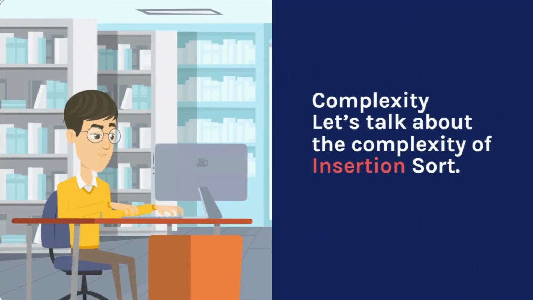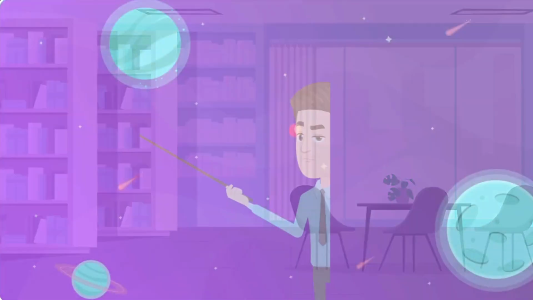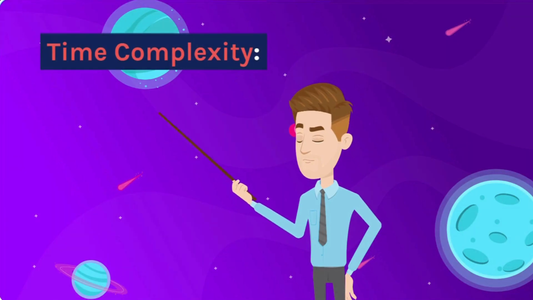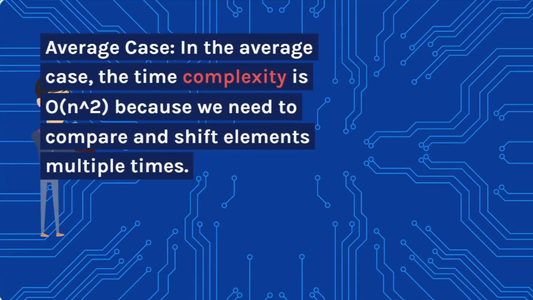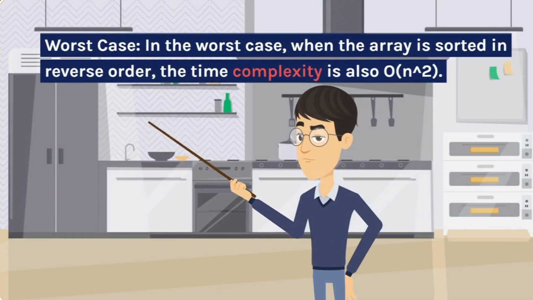Complexity. Let's talk about the complexity of insertion sort. Time complexity. Best case. In the best case, when the array is already sorted, the time complexity is O(n), because we only make n comparisons. Average case. In the average case, the time complexity is O(n squared), because we need to compare and shift elements multiple times. Worst case. In the worst case, when the array is sorted in reverse order, the time complexity is also O(n squared).